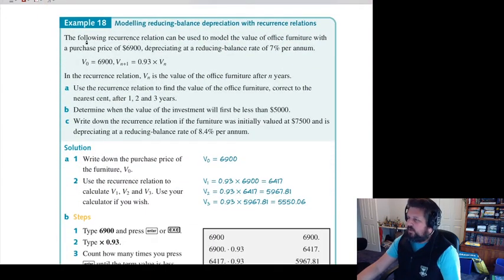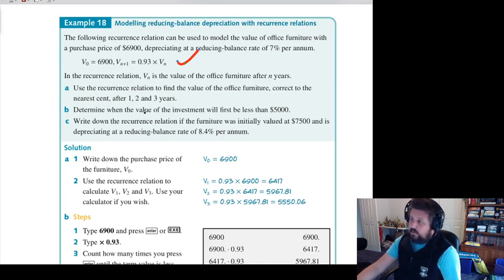So again, we'll quickly go through this example. It says the following recursion relationship can be used to model it's office furniture again. They purchased it for $6,900 and it's depreciating at a rate of 7% per annum. Cool. We can write out the recursion relationship. They've already given it to us. It says use the recursion relationship to find the value of the office furniture, correct to the nearest cent, after 1, 2 and 3 years. So again, we just need to substitute in these values here. When it's the first year, obviously we multiply 0.93 by the one before it, which was V0. We can do that for each of them to find out what's going on.